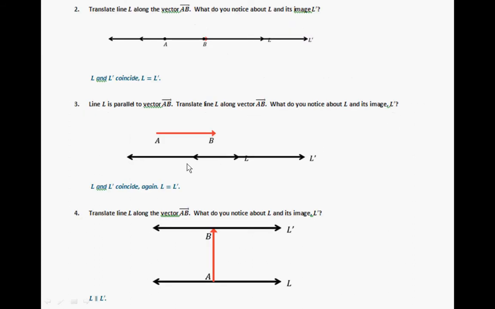Then for part 3, we have L and L prime coincide again. And again, L is equal to L prime because they're on top of each other. And last but not least, if we translate L along vector AB that is not parallel and not the same as L, now we have L is parallel to L prime. So it's important that you include that on your worksheet.